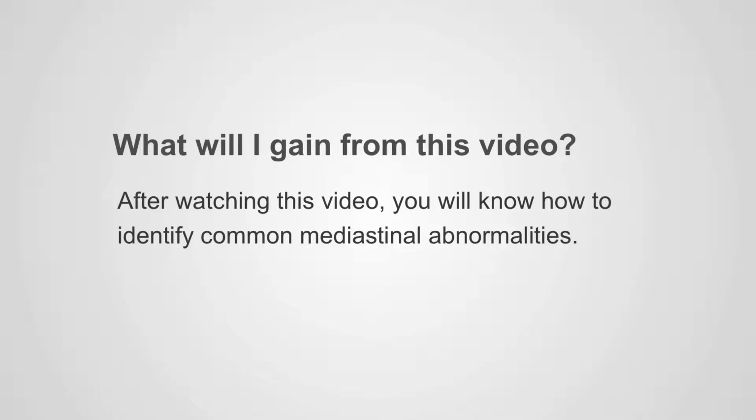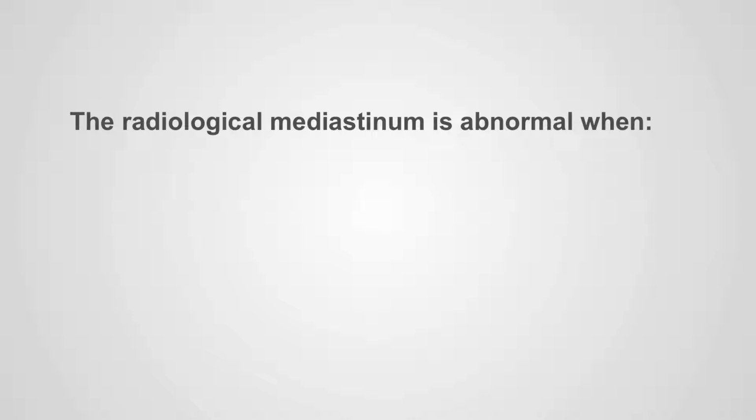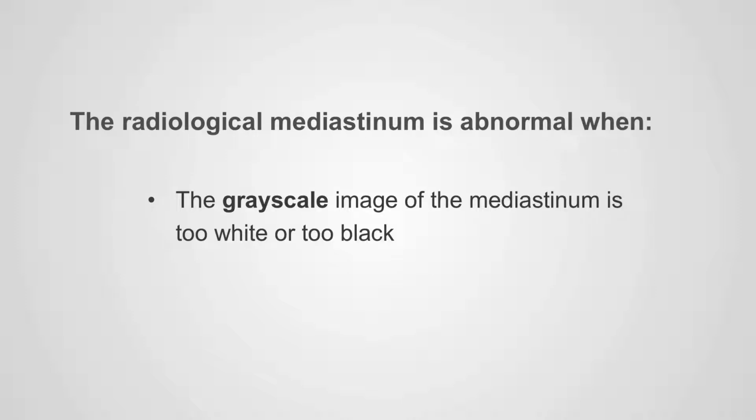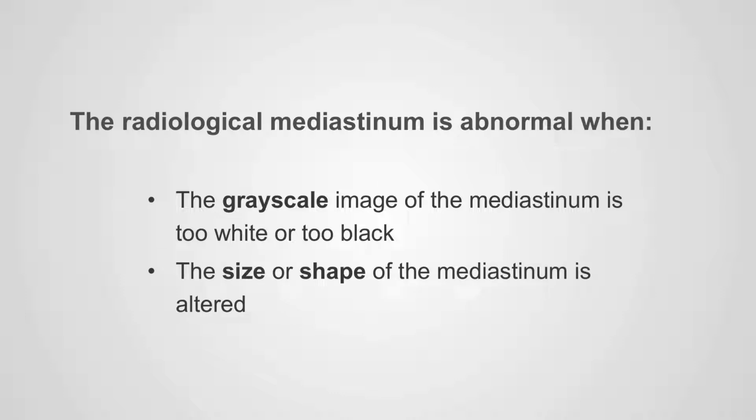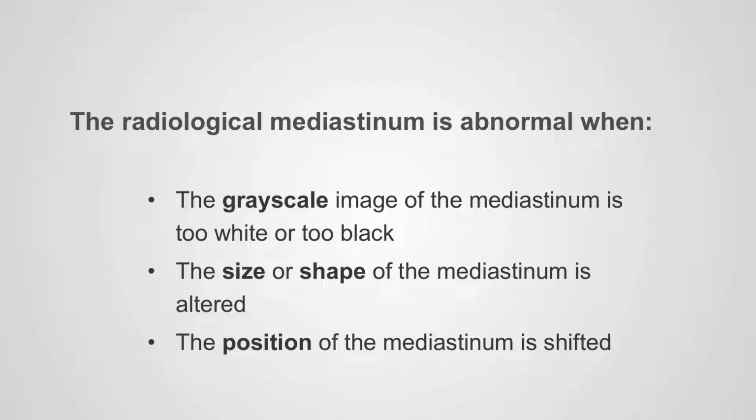What will I gain from this video? After watching this video, you will know how to identify common mediastinal abnormalities. The radiological mediastinum is abnormal when the grayscale image of the mediastinum is too white or too black, the size or shape of the mediastinum is altered, or the position of the mediastinum is shifted.